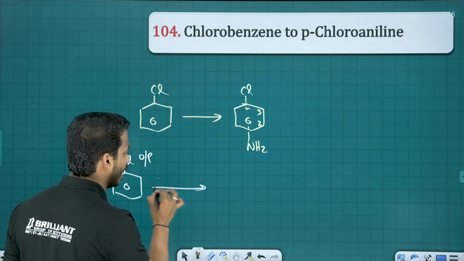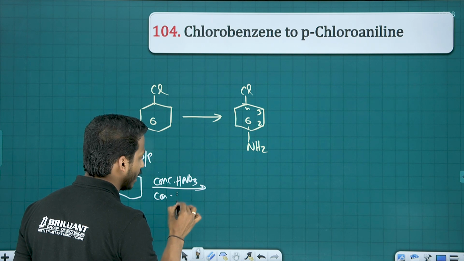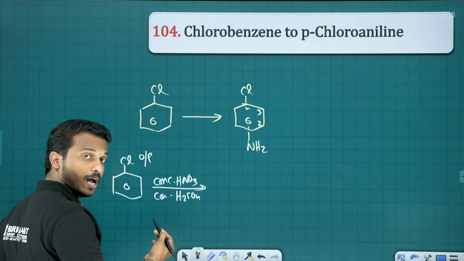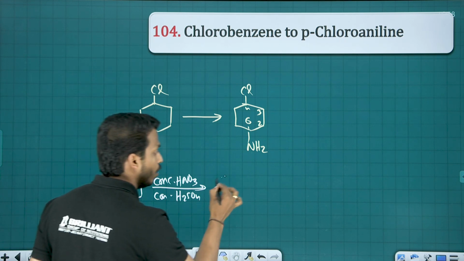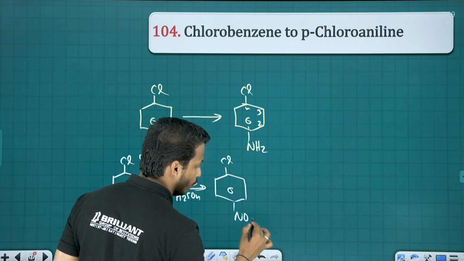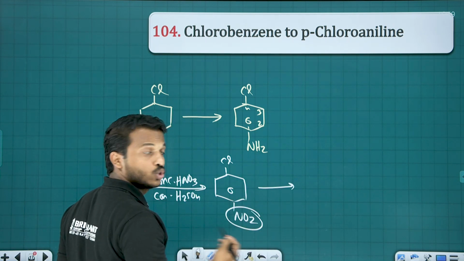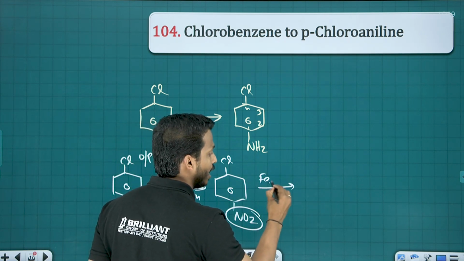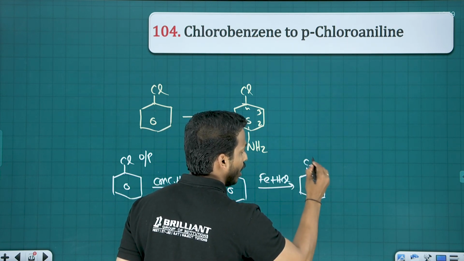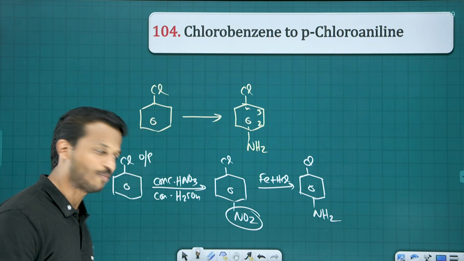So if you do nitration, what is nitration? Concentrated HNO3, concentrated H2SO4. What happened? The nitro group comes where? Ortho and para. We need para, so only take that one. So chlorine and nitro group. Now, how will you convert the nitro group into NH2? We know reduction. We can use iron with HCl or tin with HCl. So it becomes chlorine and here amine, right? NH2. That's it. Clear, everyone?